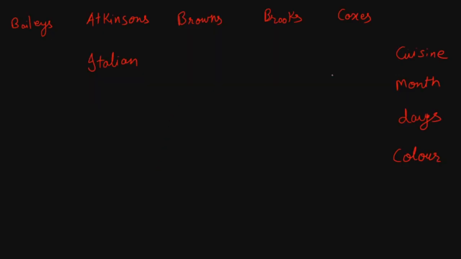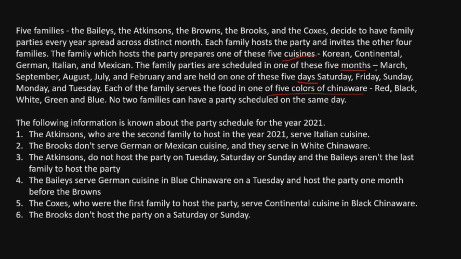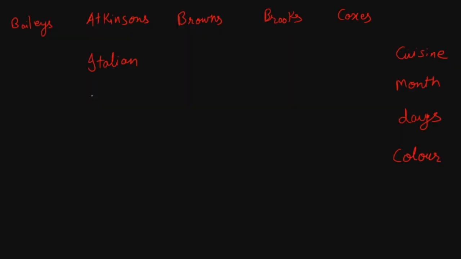So the second family, and the months are March, September, August, July and February. So which will be the second? If we arrange it in calendar format, it is February, March, July, August, September, right? So March is the second. And I will also write the number 2 here for the second.